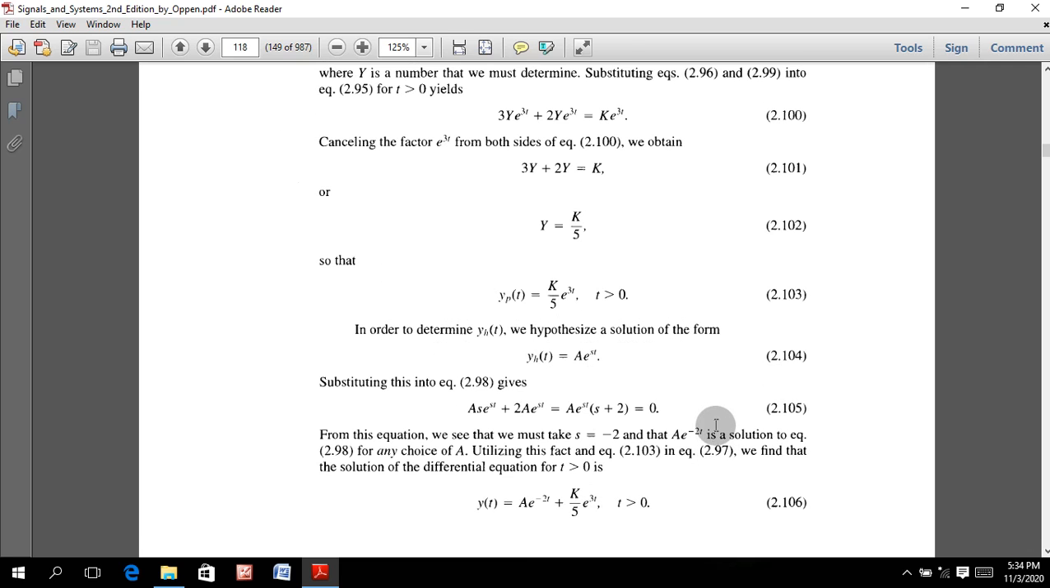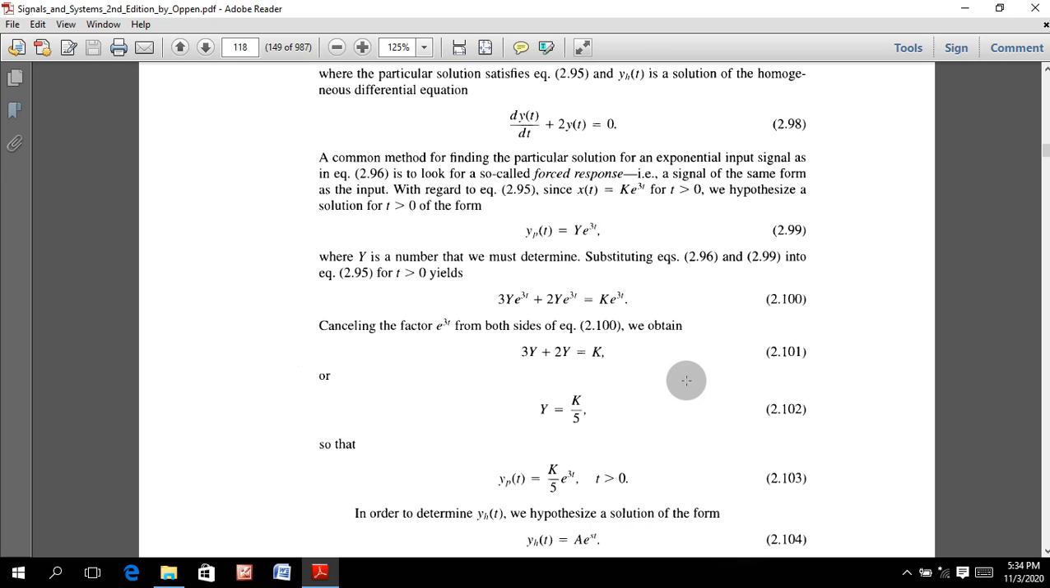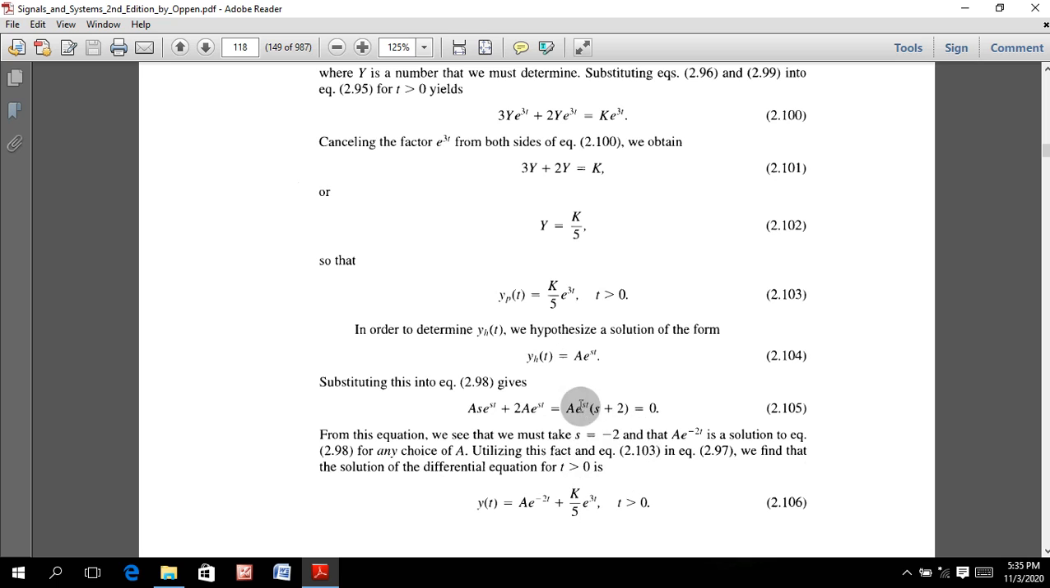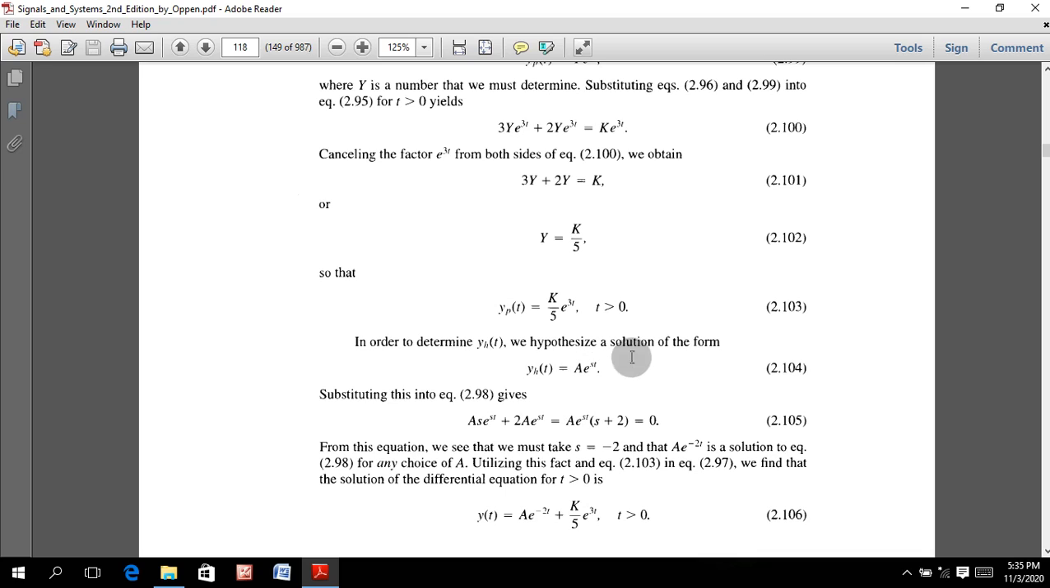Now, as we know that the output signal is the addition of the homogeneous solution and the particular solution, we will add both the values that we have extracted by solving the problem. So this is the particular solution, and this is the homogeneous solution. By adding them up, we get output is equal to a e to the power minus 2t plus k by 5 into e to the power 3t.